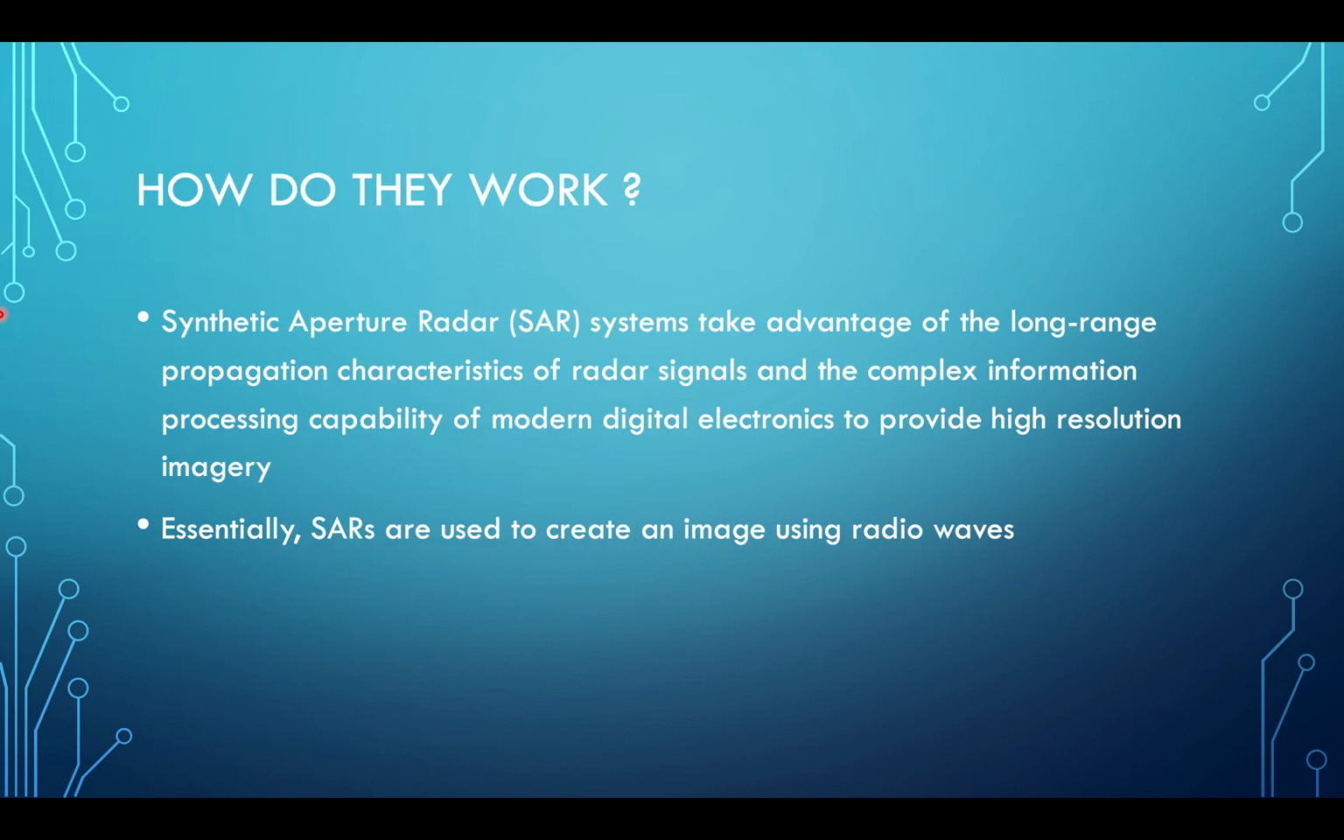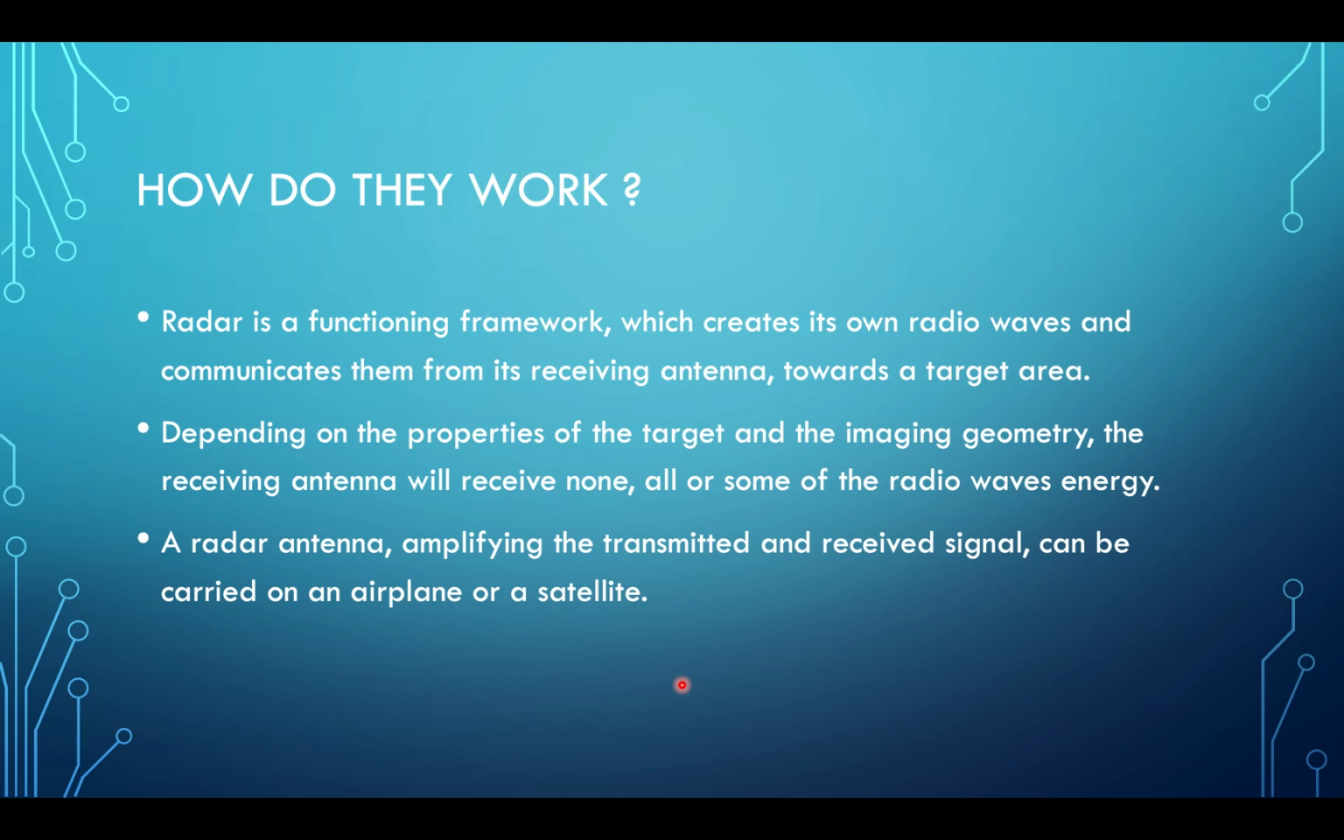So now, how do they work? There's a big textbook definition, which I'm not going to bore you with, so I'm just going to give you the short form. Essentially, SARs are used to create an image by sending radio waves down and receiving them back. Like I said, they're called synthetic aperture radar, so it is a type of radar. A radar is a system which creates its own radio waves and transmits them from its antenna towards a target area. Basically, there's an antenna, it shoots out radio waves, they reflect, and then it monitors them coming back.